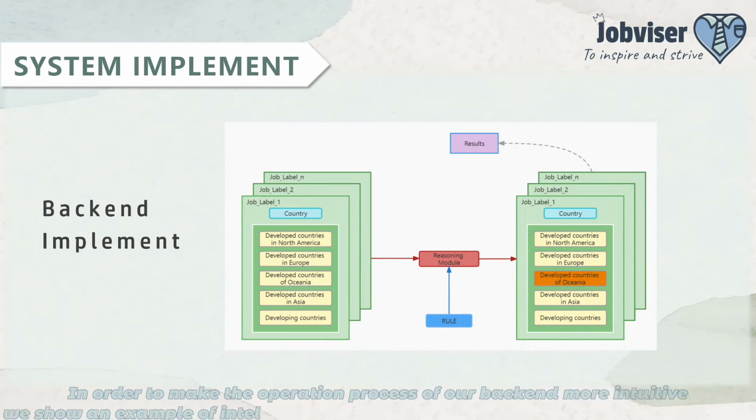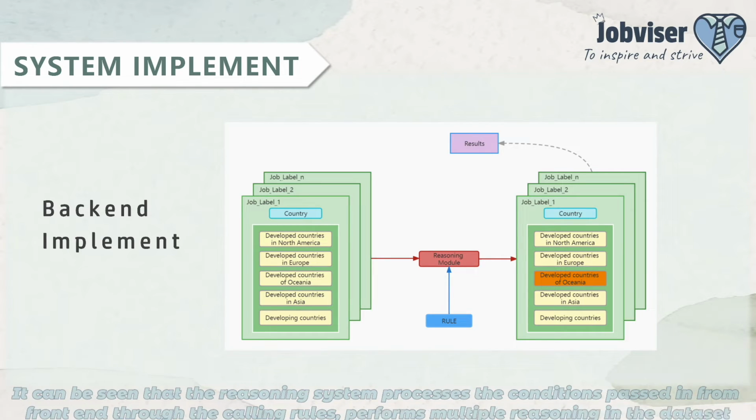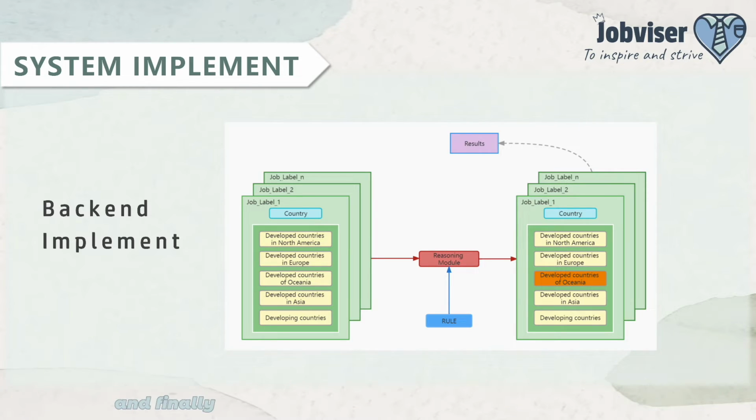In order to make the operation process of our backend more intuitive, we show an example of intelligent reasoning in the backend in the following figure. It can be seen that the reasoning system processes the conditions passed in from the front end through the calling rules, performs multiple reasoning in the dataset, and finally summarizes it into a complete reasoning result.